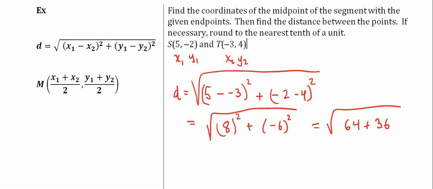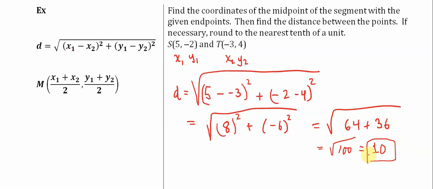And that's an important point that I wish to emphasize: no matter what you square, because you're multiplying it by itself, you're always going to get a positive number. So even if you have a negative number and you square it, you're going to get a positive number. So this turns out to be the square root of 100, which is just equal to 10. This is the distance between those two particular points.